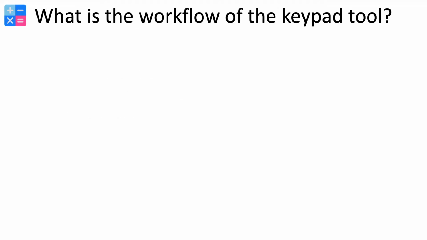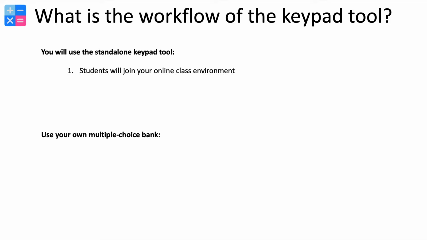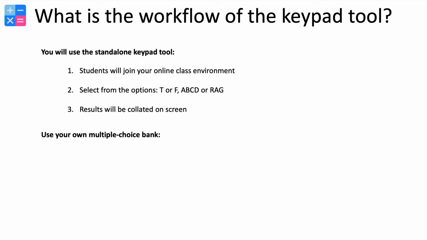So there's two workflows with regards to the Keypad tool. The first one is if you're using a standalone keypad. You'll ask students to join your online class environment. You'll select from the options true or false, ABCD, or RAG. These same options will be given on the student screen. As soon as students begin to answer, all the results will be collated on your screen, and you'll be able to see the proportion of people who have selected a particular answer.